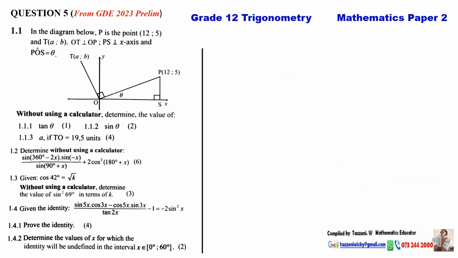Right, the last part of this question is 1.4. We are given an expression, an identity there in 1.4, and we need to prove that identity.